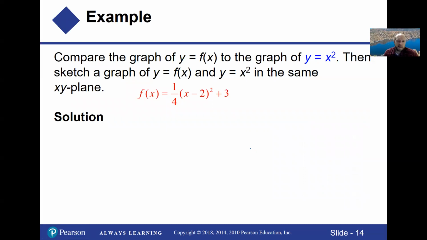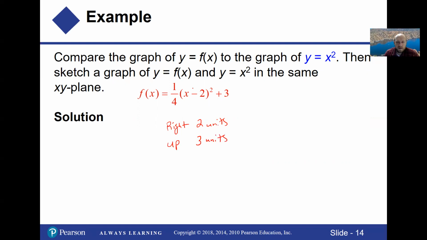Okay, if you're looking at this, we're going to try and figure out what these shifts are. Well, I usually start inside of the parentheses. I know it's (x minus 2) squared. And the minus 2 means that I'm going to shift it to the right 2 units. And the plus 3 on the outside, if you look back at your rules, means I'm going to shift it up 3 units.